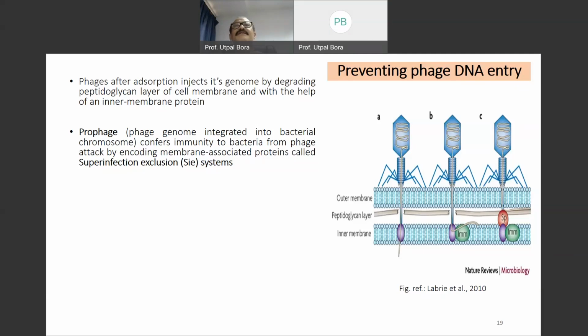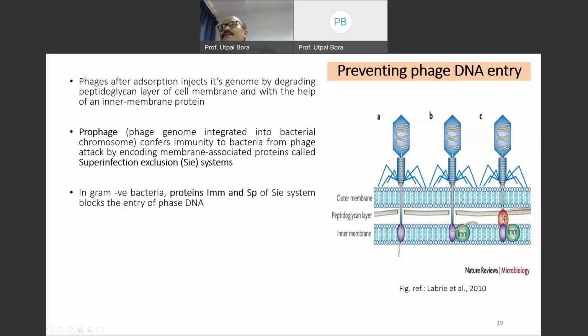So this confers immunity to bacteria from phage attack by encoding membrane-associated proteins called superinfection exclusion systems. Okay. So in gram-negative bacteria, the proteins IMM and SP of this superinfection exclusion or Sie system block the entry of the phage DNA.